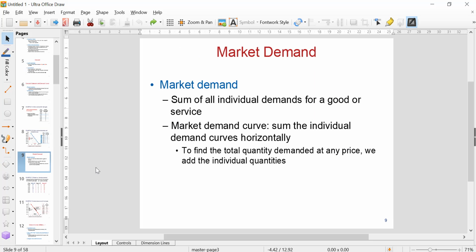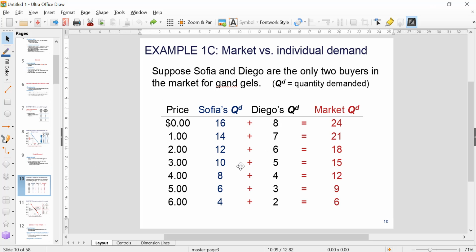Now the market demand is the horizontal sum of individual demands. I'll show you what it is in a minute in a schedule. So let's move on. Let's assume that in the market for hand gels, we have only 2 buyers. It's a competitive market. One buyer, as we know, is Sophia. The second one is Diego. At the given price, we know what Sophia's quantity demanded is. Similarly, Diego's quantity demanded changes as the market price changes.